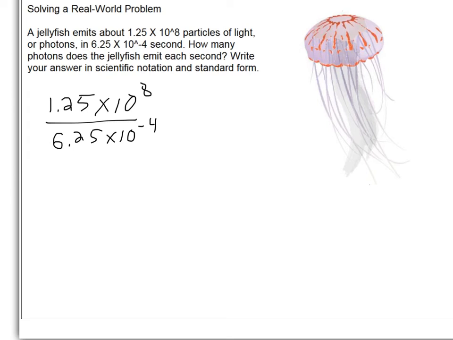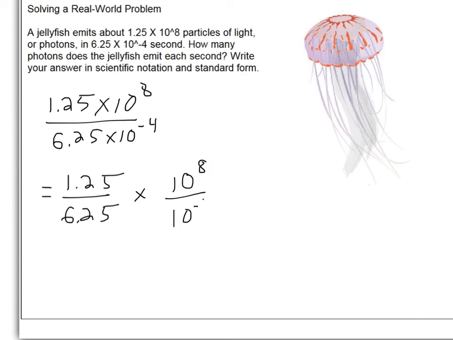to the negative 4th. Now, when I'm trying to simplify this fraction, I can split things up and just take the first two pieces and the second two pieces of each part, the numerator and the denominator, and set it up into two different fractions. So we're going to have 1.25 over 6.25, and then we're going to be multiplying that by 10 to the 8th over 10 to the negative 4th. Now with each of these fractions, I just reduce each one. 1.25 divided by 6.25 using a calculator or long division gives me 0.2.